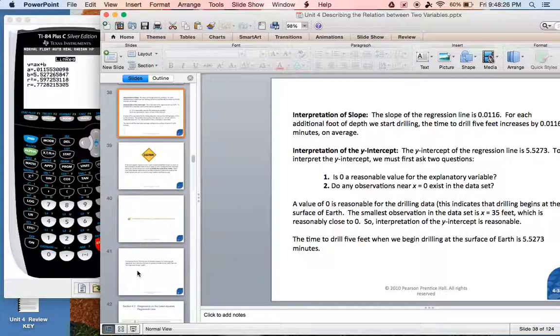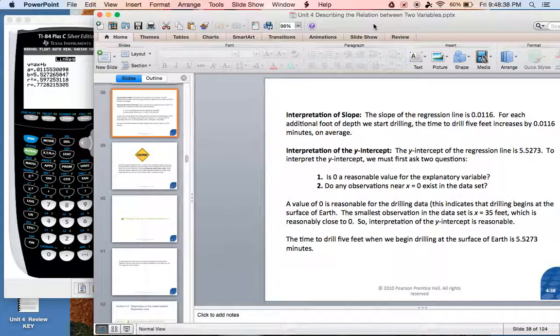Now we have to interpret the slope. The slope of the regression line is 0.0116. That's basically right here. Really, it's over 1. So it's like saying for each additional foot of depth, the time to drill 5 feet increases by that particular amount of time.